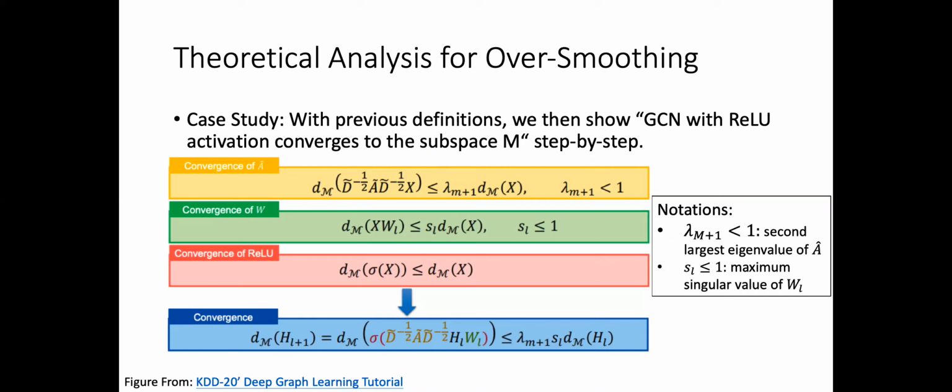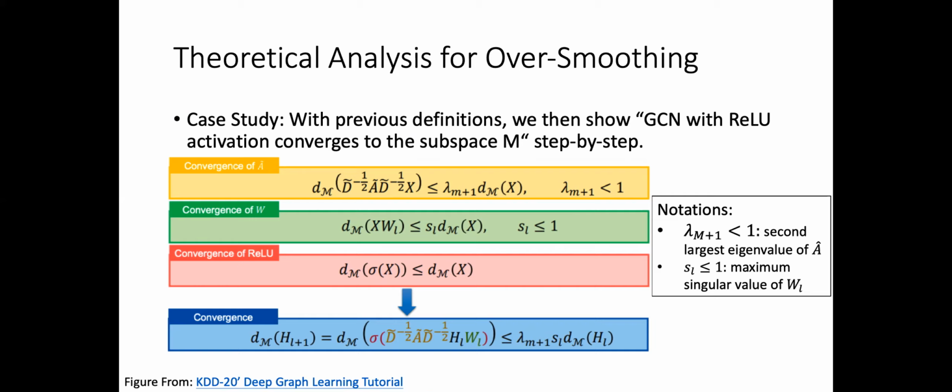So first of all, we can prove the convergence. We can analyze the convergence of this A hat, and then we know that this should be A tilde, and A tilde should be the adjacency matrix with the self loop. So we can see that the distance between subspace M and this matrix should be less than or equivalent to lambda m plus 1 times the distance between subspace M and the matrix X, where this lambda m plus 1 should be some value less than 1, and it should be the second largest eigenvalue of A hat.